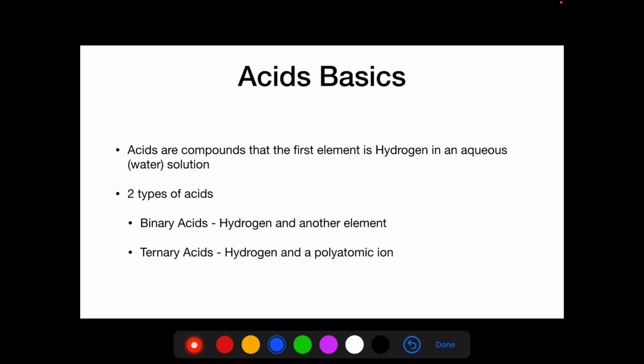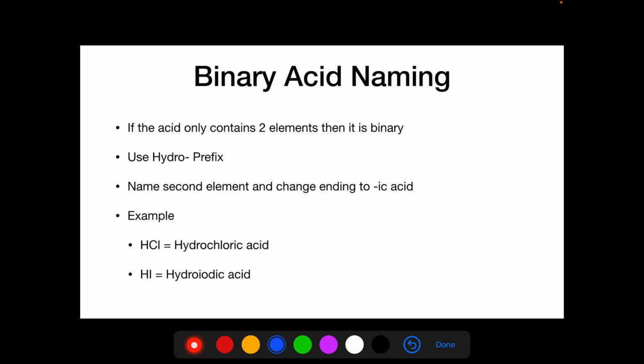Naming acids. Acids are compounds where the first element is hydrogen in an aqueous, or water, solution, so it means that it's been dissolved in water. There are two types of acids that we can look at: binary acids, which have hydrogen and another element, or ternary acids, which have hydrogen and a polyatomic ion. We have to break these into two groups because each one has a unique system to name them.